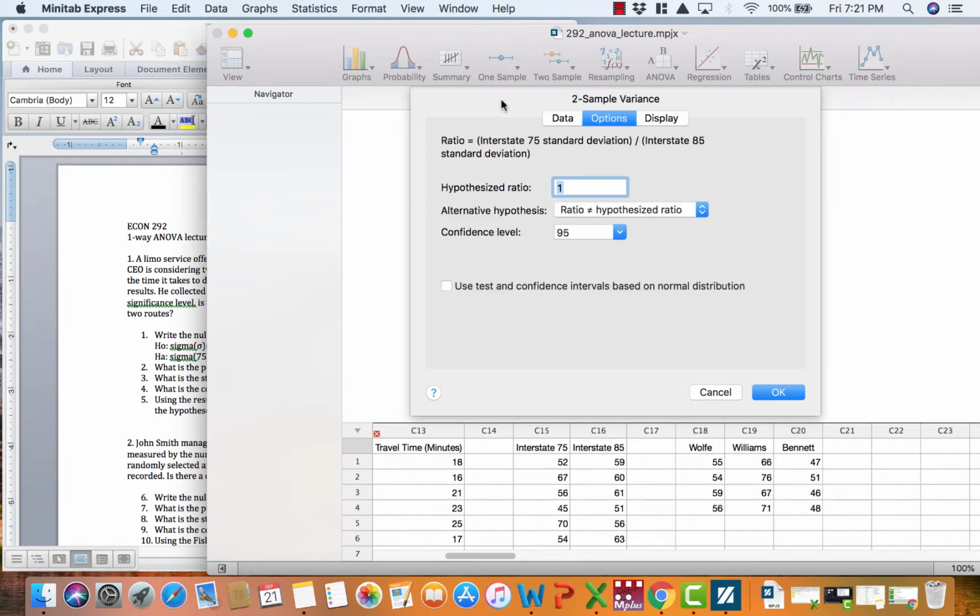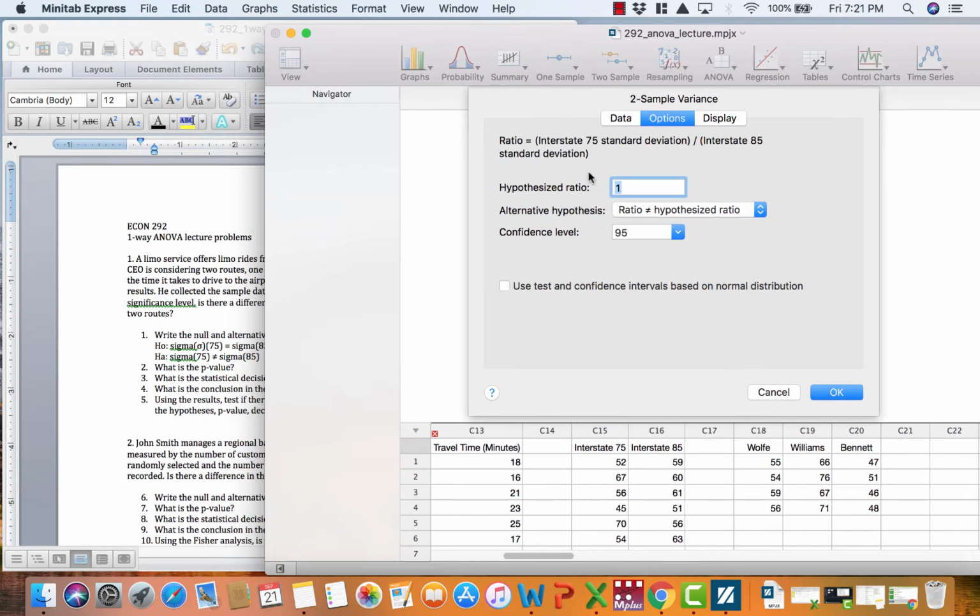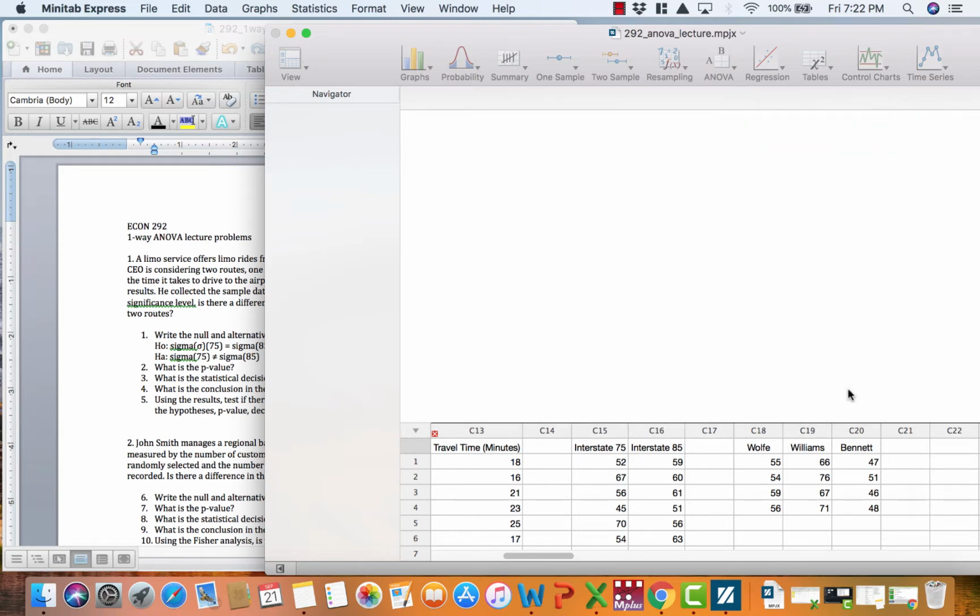We're going to go under options. And under options, we are always going to leave the hypothesized ratio at 1, so we'll never have to worry about that. And with the alternative hypothesis, 99% of the time in real life, we are running a two-tailed test here. We are simply looking for, can we assume the variances are equal or unequal? So we will leave this on not equal to. One thing you do want to do under options is you always want to check use test and confidence intervals based on the normal distribution. If you do not check that box, you will get 2 p-values and you won't know what to do. So again, make sure you check the use normal distribution box and say okay.